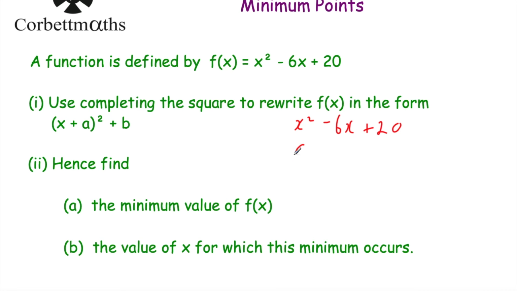To do that, we're going to open up our brackets, put our x, and then halve the coefficient of the x term, which is minus 6, so half of that is minus 3. So (x minus 3) squared. Then we take away whatever this is squared. Negative 3 times negative 3 is 9, so we take away 9, and then we've got plus 20. Now, minus 9 plus 20 is equal to 11. So we get (x minus 3) squared plus 11. And that's it. We've written it in that form. We've done part I, completing the square.